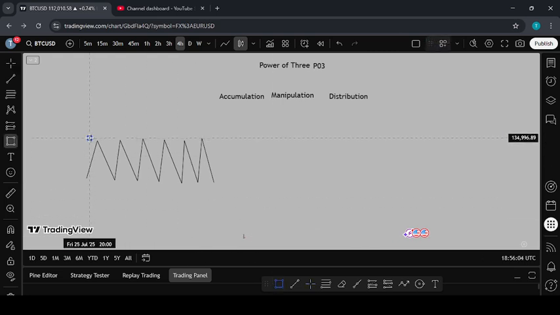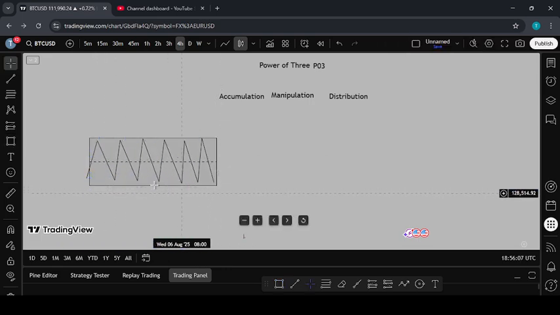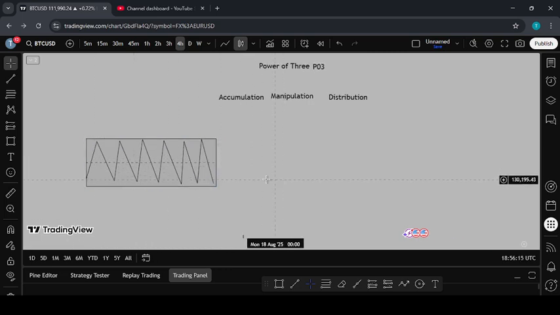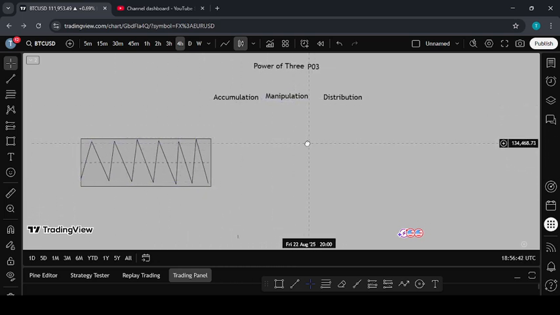I would use my rectangle tool to mark it out so that you see it's not trending, it's just ranging within the range, right? Now when the market is ranging, it is creating a series of equal highs and equal lows. This is where the SMC concept comes in. You know that there will be lots of liquidity on this side. There will be lots of sell side and buy side liquidity resting here, right? Now what happens? The market wants to manipulate.